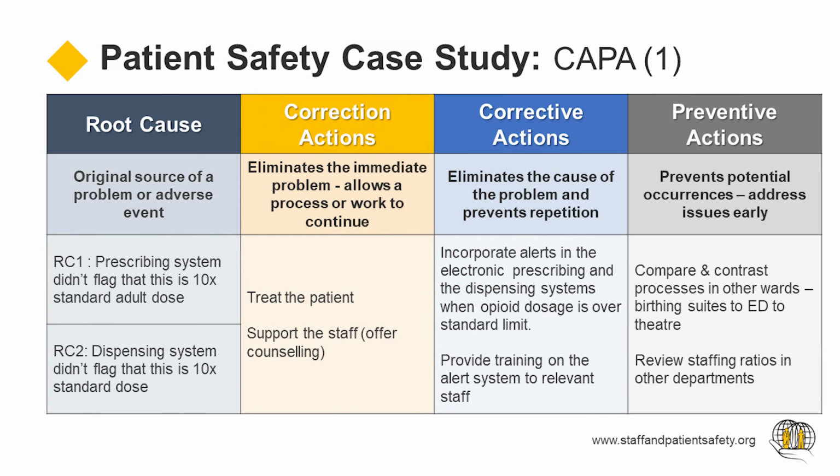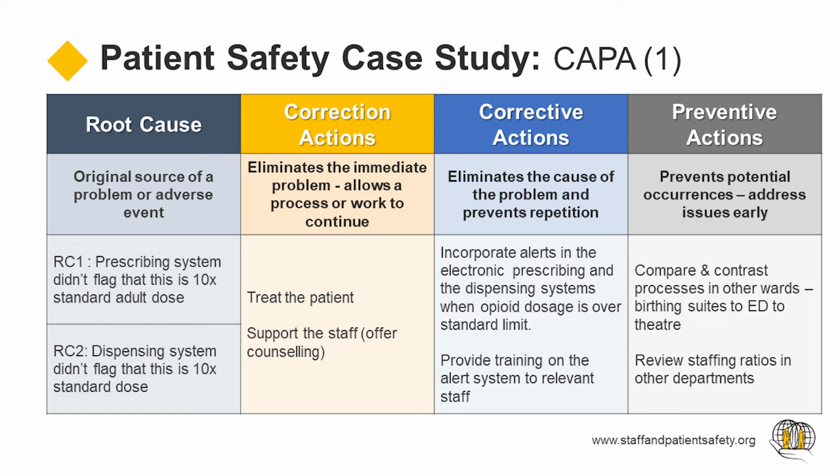Let's now look at what correction, corrective, and preventive actions can be taken to address these root causes we have identified. For root causes 1 and 2, potential corrective actions include incorporating alerts in the electronic prescribing and dispensing systems when opioid dosage is over the standard limit, or even to have a standard dosage per patient included as line items in the system. Once the system upgrades are done, it is important to provide training on these upgrades to relevant staff.